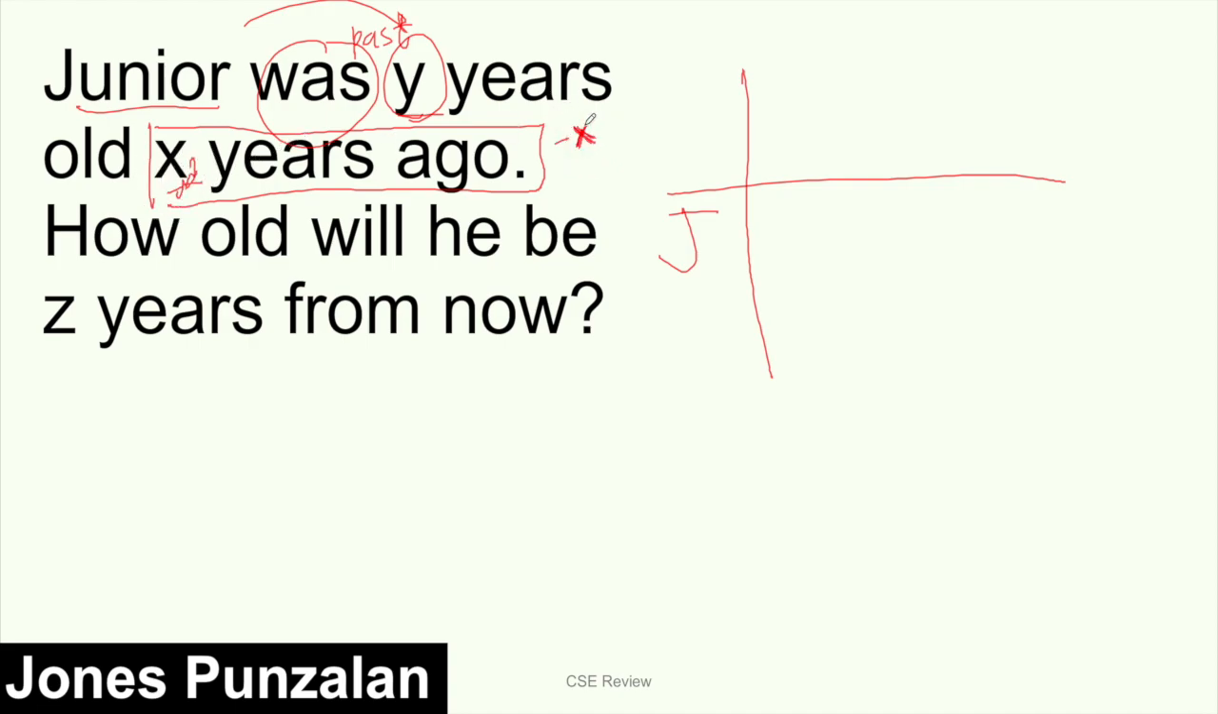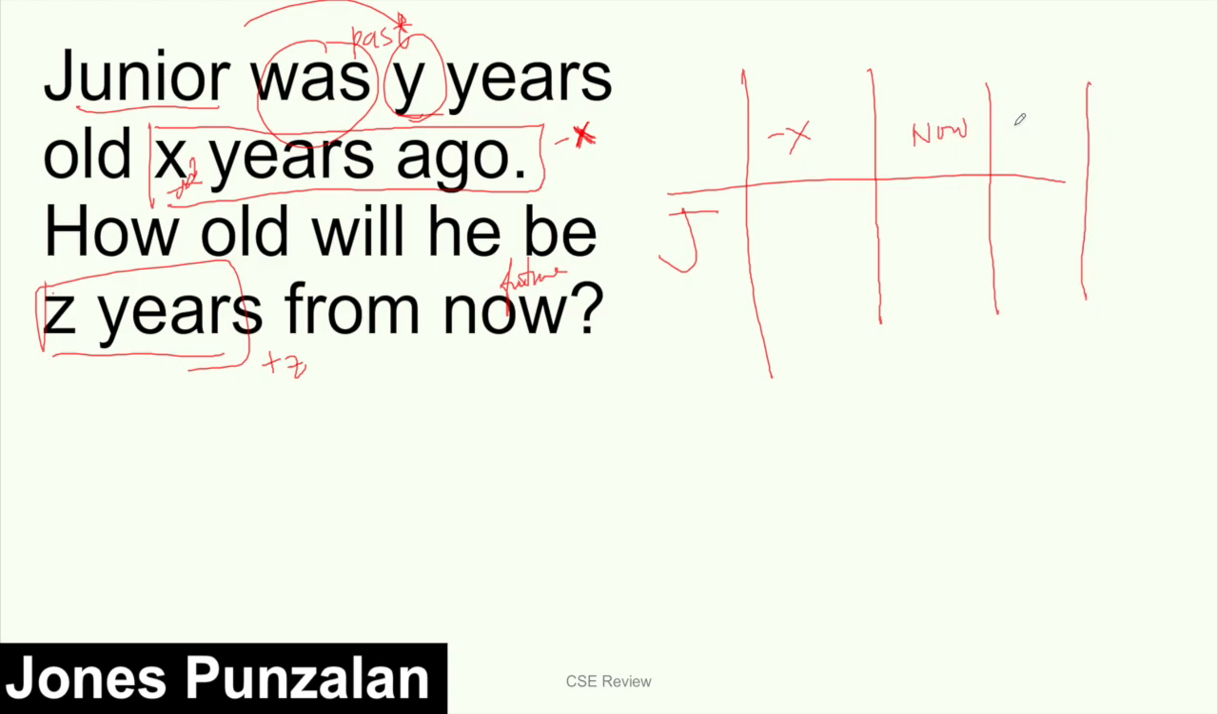Yun yung past. Ngayon, meron siyang, will he be Z years from now? Ano ibig sabihin naman Z years from now? This is in the future. Okay? Ibig sabihin nun, yung Z years from now is going to be plus Z. Yan yung future. So, kung meron kang past, which is minus X, which is X years ago, meron kang now, and then meron kang Z years from now, which is plus Z.